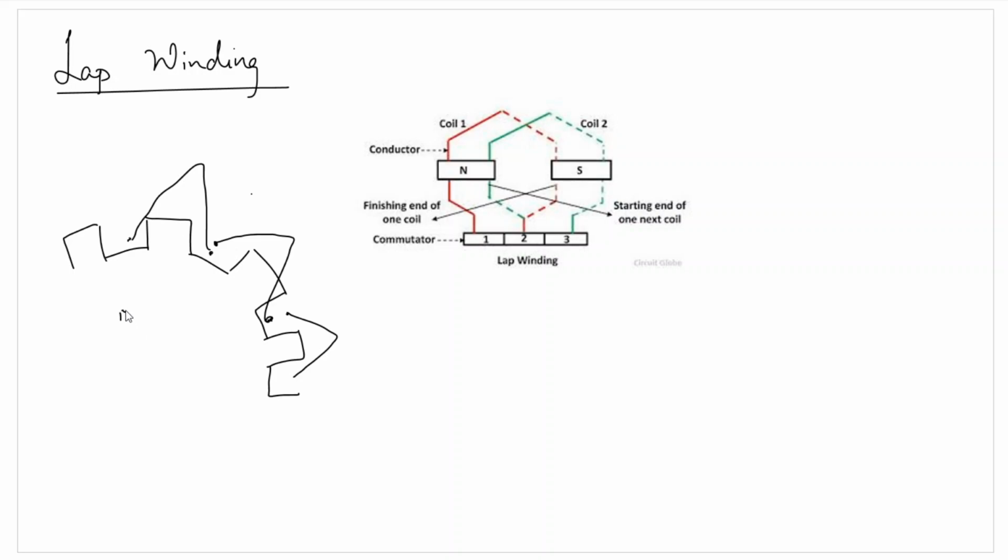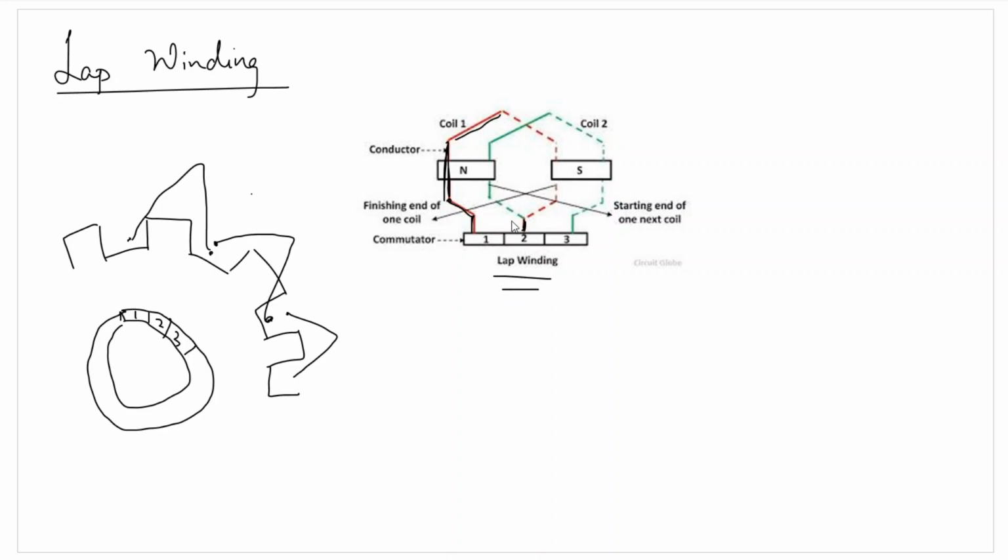In case of a DC machine, we have understood that the commutator rotates alongside the rotor. The commutator is made up of a number of segments. So if we label these segments as 1, 2, 3, we have a conductor here that's placed in any slot. Its one end is connected to commutator segment 1 and its other end is connected to commutator segment 2. This is a case of a lap winding.